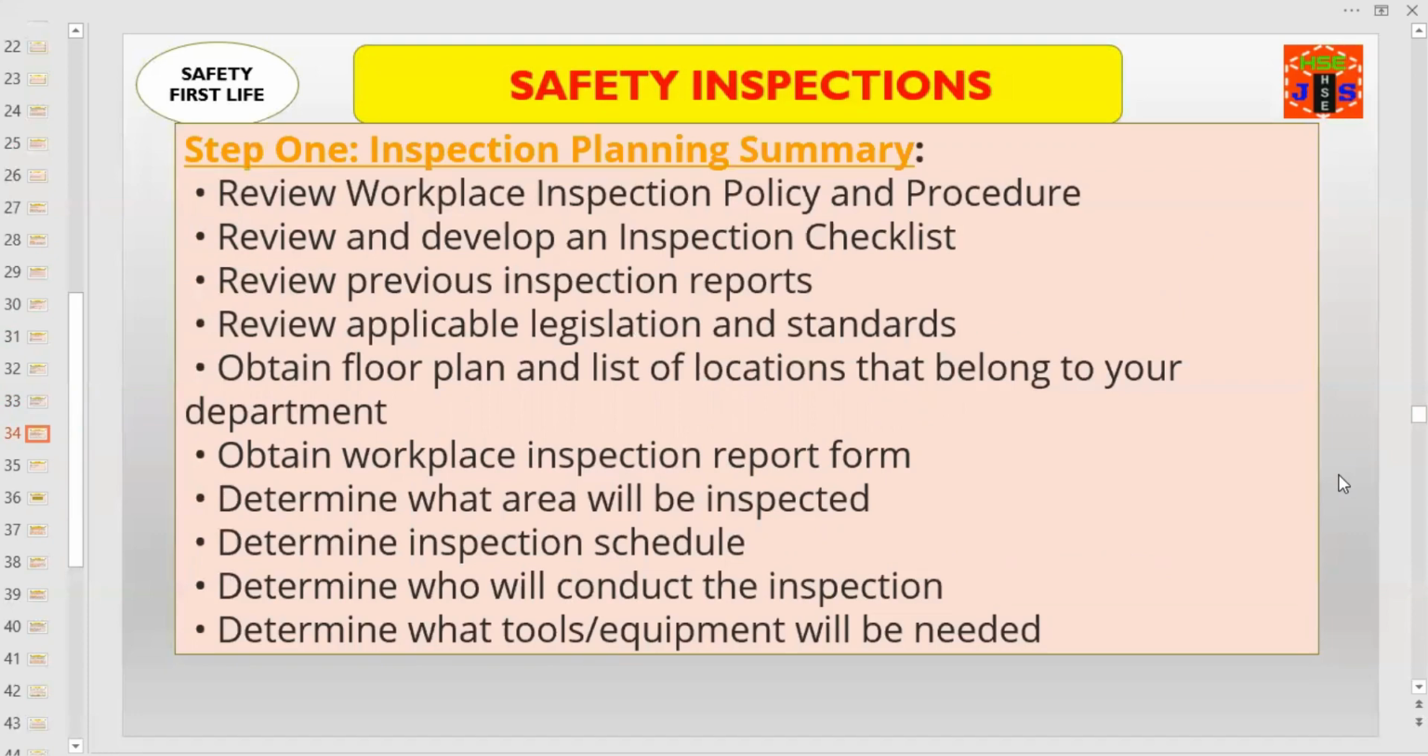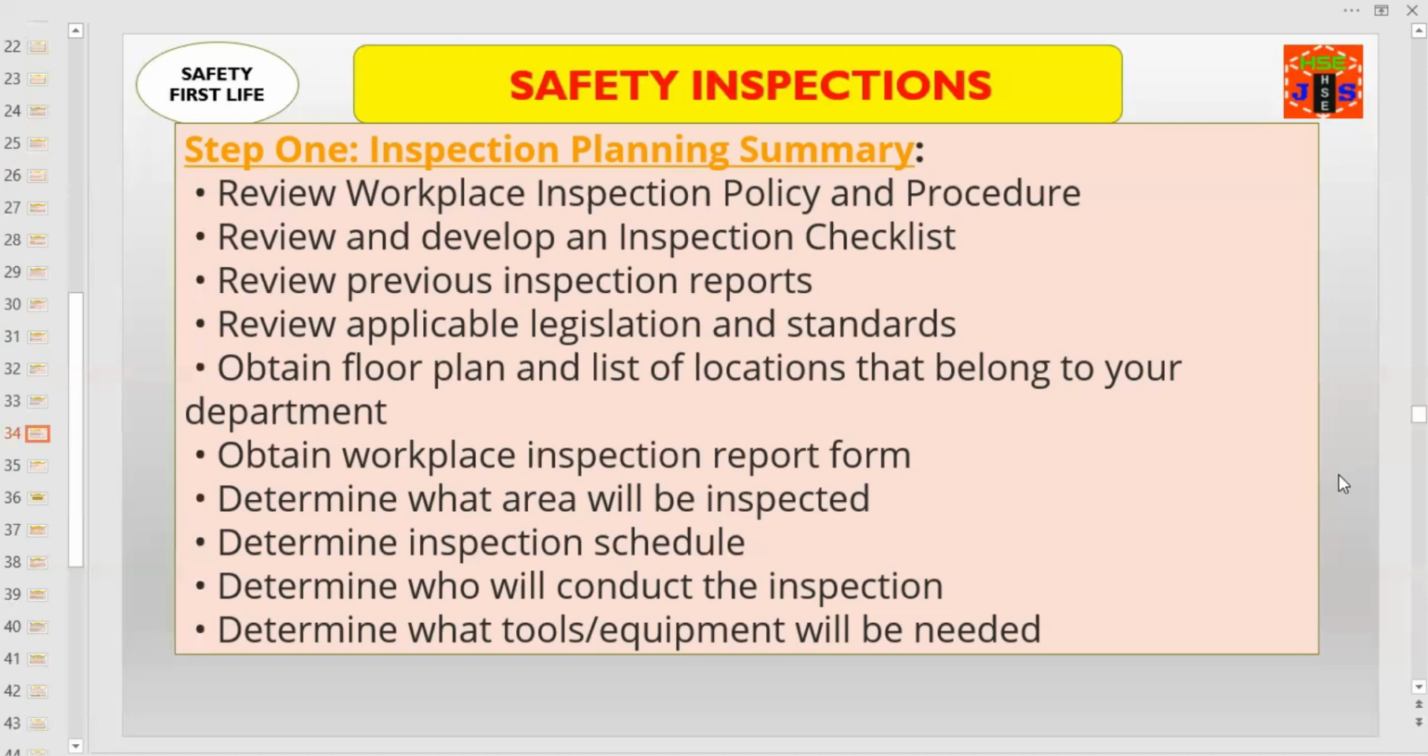Let us summarize, a quick overview of the Stage 1 Safety Inspection Program. You have to remember a few important points. Point number 1, review workplace inspection policy and procedure. Point number 2, review and develop an inspection checklist. Point number 3, review previous inspection reports. Point number 4, review applicable legislative and contractual requirements. Point number 5, obtain floor plan and list of locations that belong to your department, your workplace or the project. Point number 6, obtain workplace inspection report form.